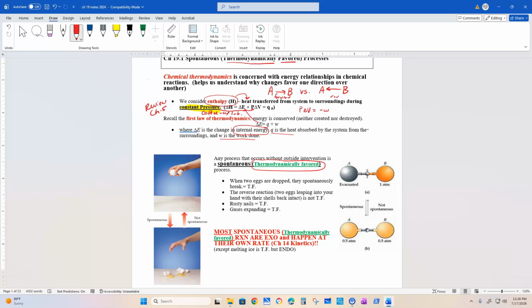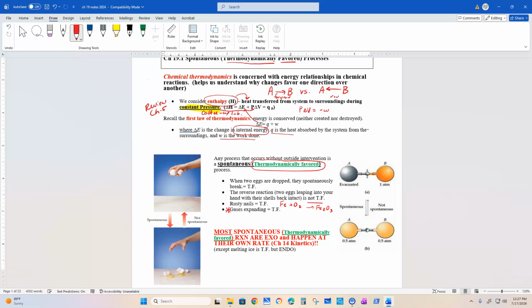And yes, it's going to break on its own. The reverse reaction, taking the 2 eggs, leaping back into your hands and going back into the shell, well, that's not thermodynamically favored, as it will not occur on its own. Rusty nails, because iron surrounded by oxygen, you're going to produce something called iron oxide. Okay, going to happen. Iron always rusts. Okay, gas is expanding. This one's a big one.